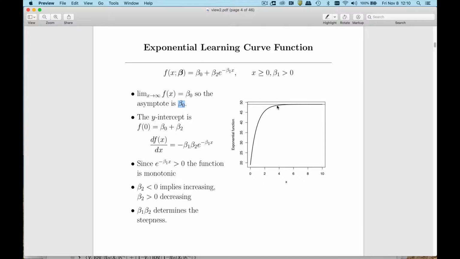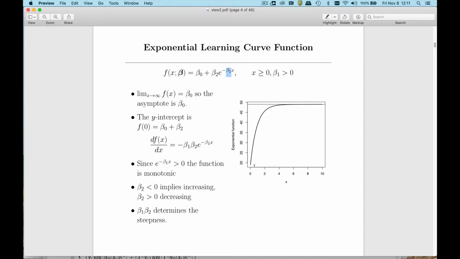All right, let's think about another situation where I let this x be 0. That would be the y-intercept. If you think about what happens when you make this 0, well, you get e to the 0, which is 1. And so the resulting y-intercept, evaluated at 0, is beta naught plus beta 2. What that really means is this beta 2 is telling us the distance between the asymptote and the intercept. All right, cool. What does this beta 1 do?